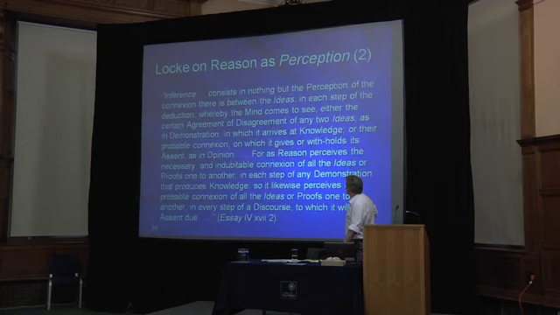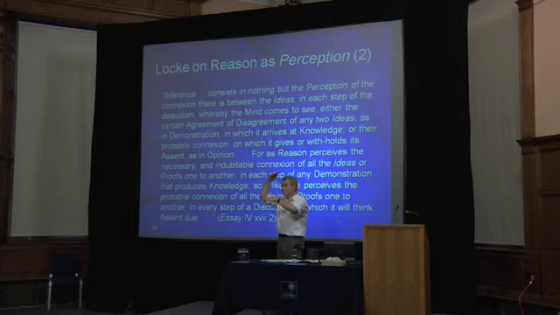Now look at Locke on reasoning in general. Inference consists in nothing but the perception of the connection there is between the ideas in each step of the deduction, whereby the mind comes to see either the certain agreement, that should say, or disagreement of any two ideas, as in demonstration, in which it arrives at knowledge. So let's deal with that first. Remember what I said, a demonstration consists of premise, conclusion, and the steps have to be absolutely visible and certain. That's what he's saying there.